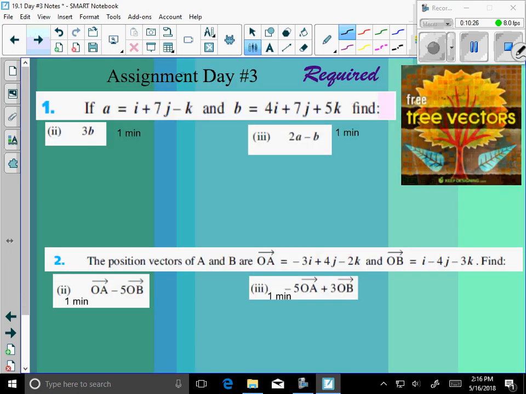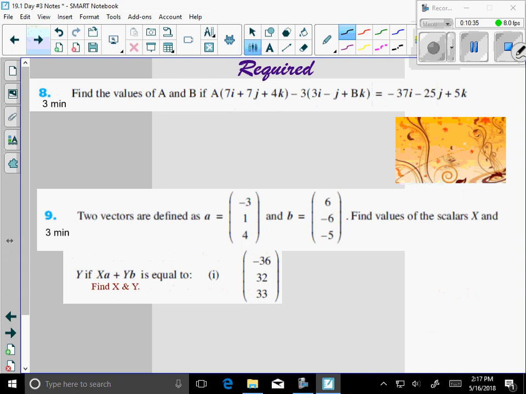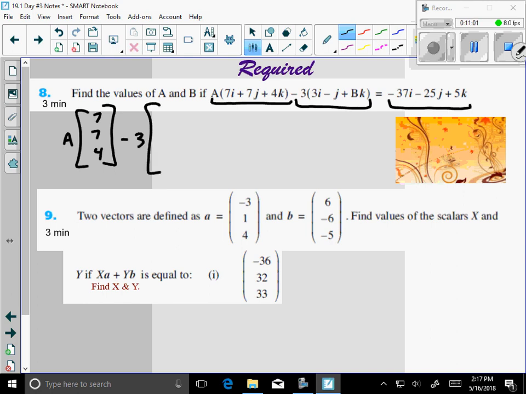All right, I want to look at maybe a homework problem here. Hold on. Here we go. Ooh, this is a good one. I want to look at number 8. Find the values of A and B if this minus this equals this. So how would I write that? I'd go here. I'd do this. See how I get that from the first one? I go from the position form to the column form. Minus 3 times 3, negative 1, and B equals negative 37, negative 25, and 5.